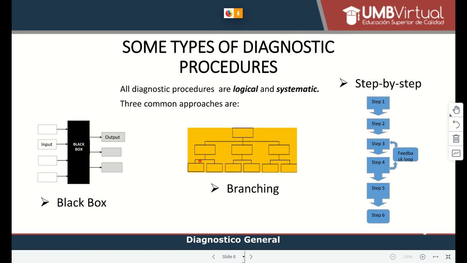You're going to have to follow the diagnostic procedure recommended by the manufacturer. But I would like to focus on this one, because this one is pretty much how you troubleshoot a control unit.